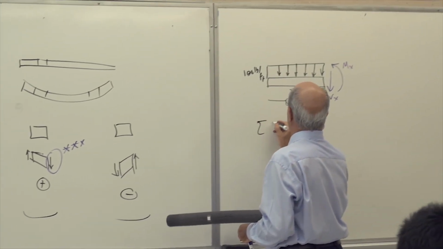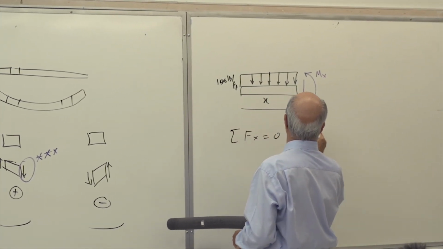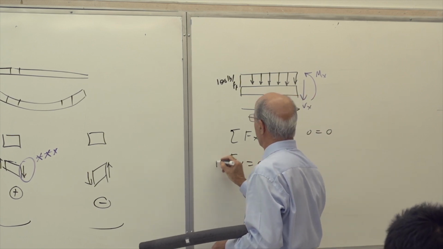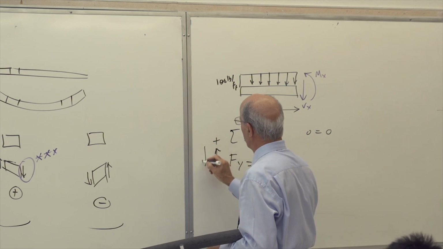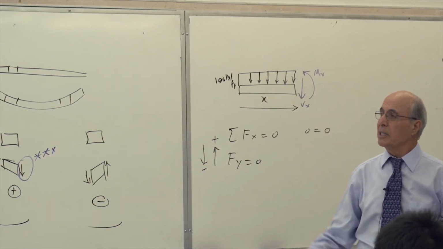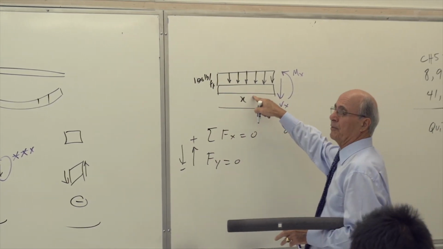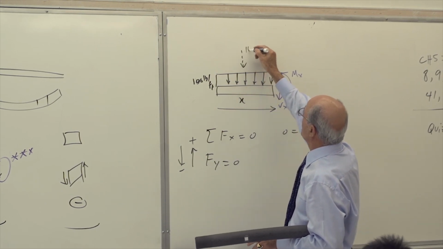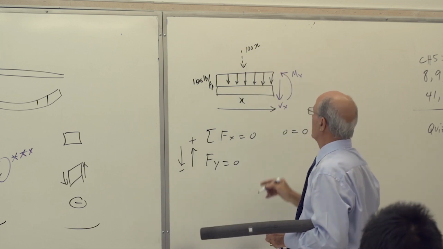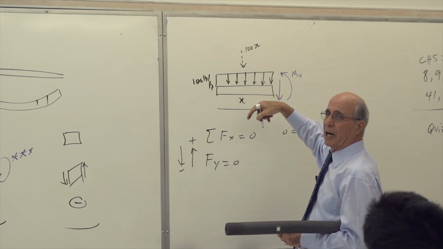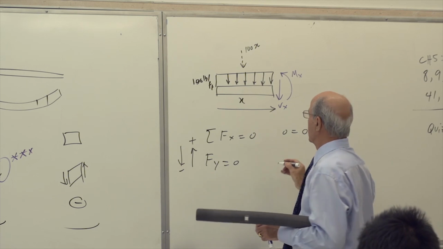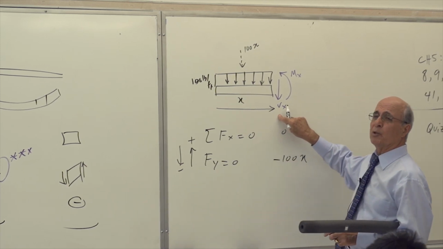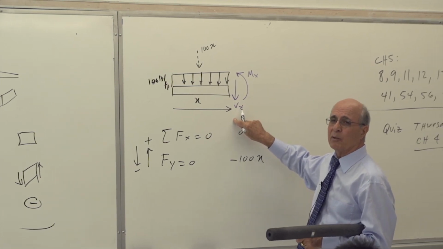Then sigma Fx equal to 0. That's 0 equal to 0. That doesn't give me anything. Sigma Fy equal to 0. Remember, in sigma Fy, everything here is plus and everything here is minus. I said that. Now, how much load do you have here? The value of this load is 100 times x. Upward or downward? Downward. Therefore, it is negative, so minus 100x. This one is upward or downward? It is downward. Forget about this.